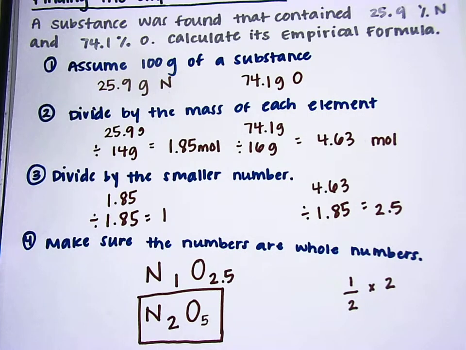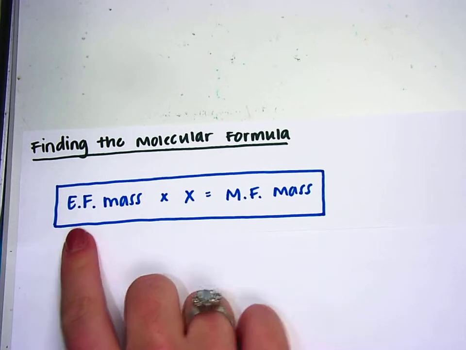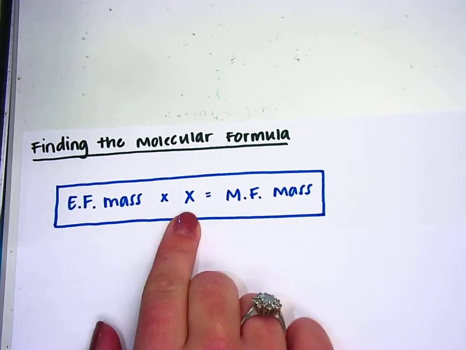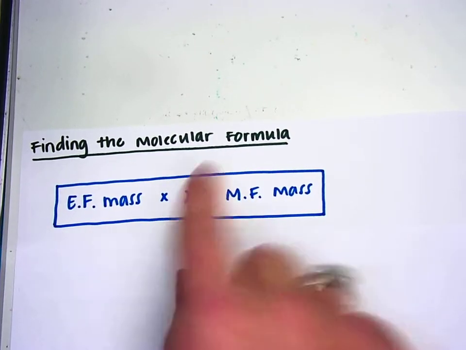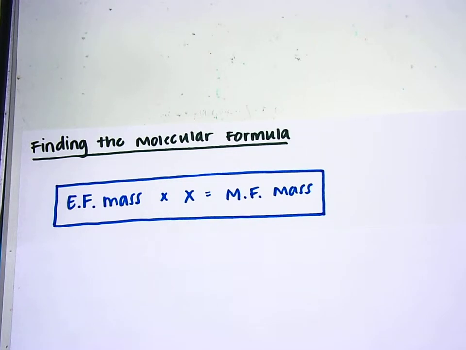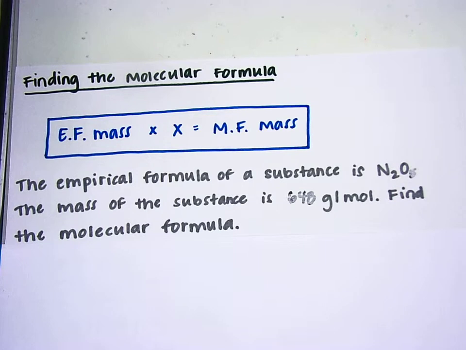We're going to take that a step further, and we are going to calculate the molecular formula. So in order to do this, we're going to need a formula. And the formula to calculate the molecular formula is you take the empirical formula mass times x, and it will give you the molecular formula mass. We're going to take x, and we are going to multiply the entire empirical formula by x. So you'll see what I mean as we go along. The problem tells you that the empirical formula of a substance was N2O5, which is what we found in our last problem. So this could also say you found 648 grams per mole of this substance. Let's find the molecular formula.